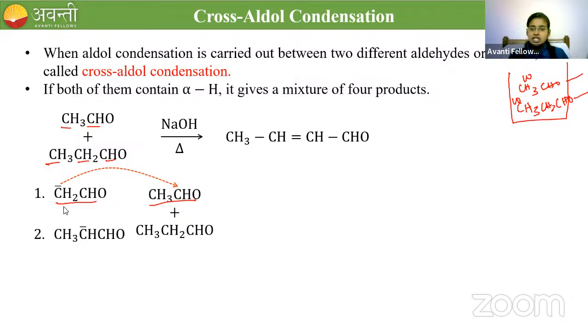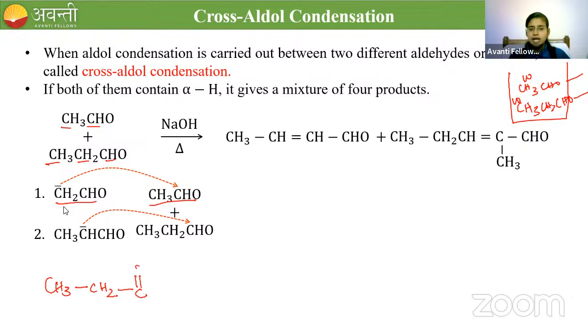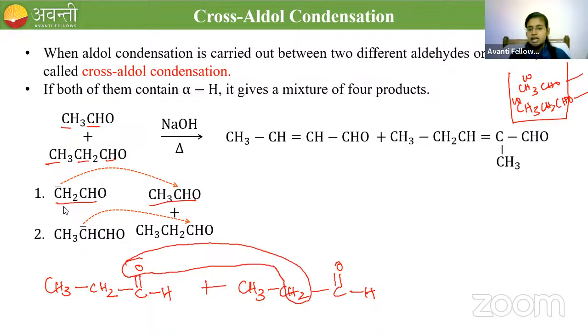The second combination is one propanal reacting with another propanal to give the second product. You all know how to find the product, right? Propanal means CH3, CH2, C double bond O H. This is the first molecule of propanal, CH3CH2CHO. This is the second molecule of propanal. So remove the oxygen from one molecule and the alpha hydrogen. This is the alpha hydrogen, right? So this is C double bond O, this is the alpha carbon, and this is the beta carbon.